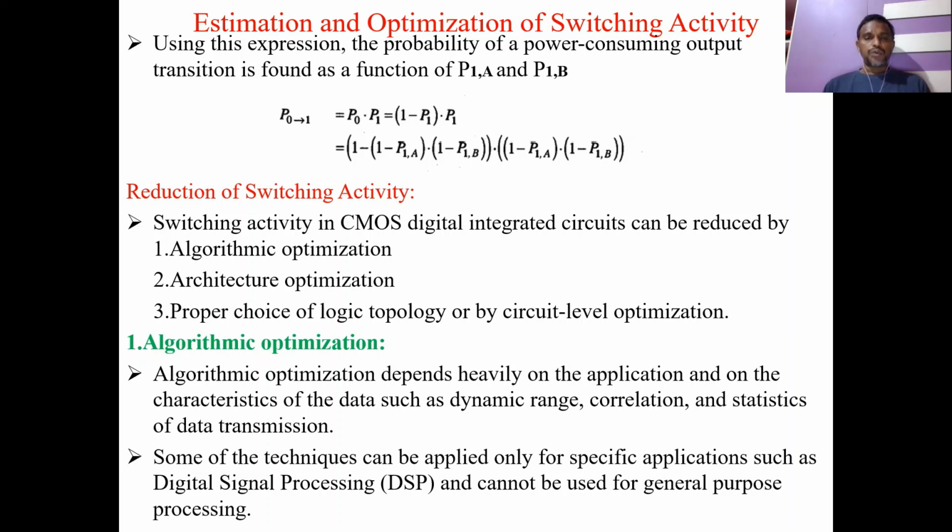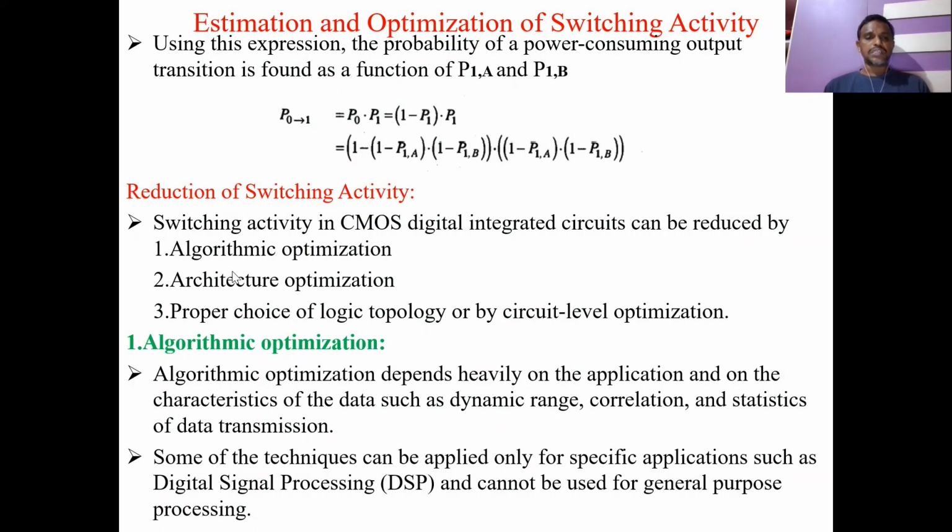Hello everyone. Today I am going to explain the optimization of switching activity. In the previous discussion, I explained the estimation of switching activity and we calculated the equation for it. Now we have the reduction of switching activity. Switching activity in CMOS digital integrated circuits can be reduced or optimized by using three methods.